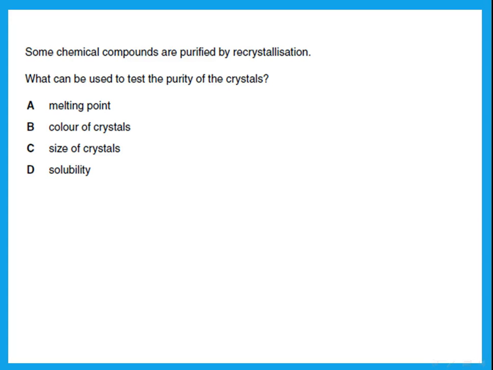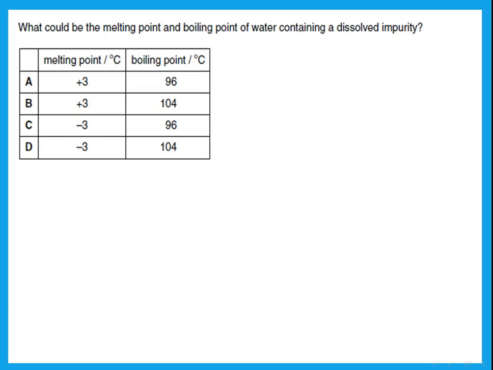Okay, we said before that once you decide that an answer is correct, please go through the others very quickly to make sure that they really are wrong answers, because you might have made a mistake. Okay. The next question says some chemical compounds are purified by recrystallization. What can be used to test the purity of the crystals? We said if I want to know if a solid is pure, I check its what? I check its melting point. So that is A.